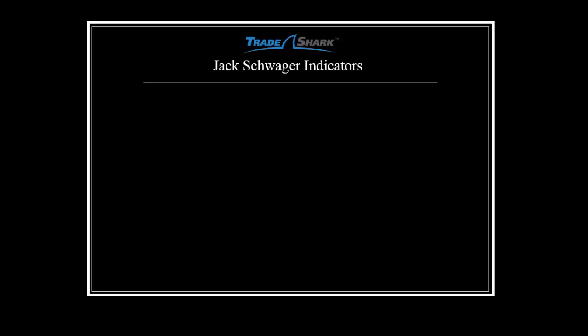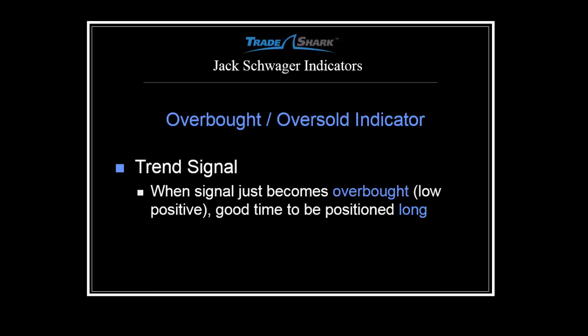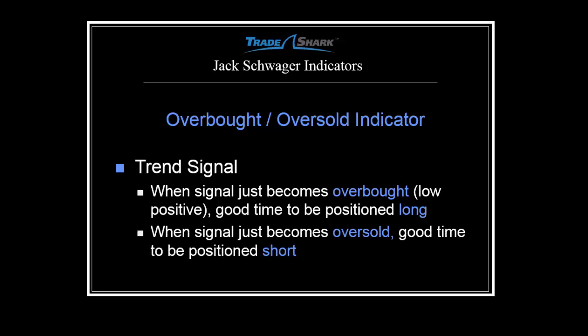The second application is to actually use the Overbought Oversold indicator as a trend signal. Now, when the indicator just begins getting overbought, moving into low positive readings, it's often a good time to get positioned long. Similarly, as it just begins to get oversold, that is into negative territory, that is often a good time to get positioned short. So in effect, this approach uses the Overbought Oversold indicator in a contrarian fashion, that is, as a trend signal.